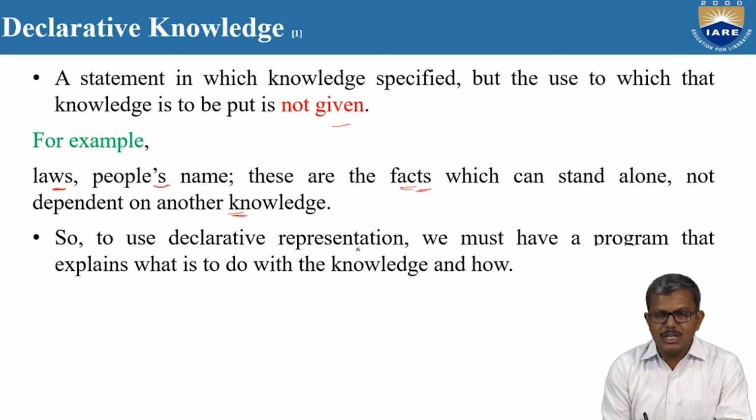For the use of declarative knowledge, we must have a program that explains what is to be done with the knowledge and how. If you are concentrating on writing an AI program, there should definitely be a representation which can clearly explain what we need to do and how we need to do it. So these two things need to be included while writing the AI program.